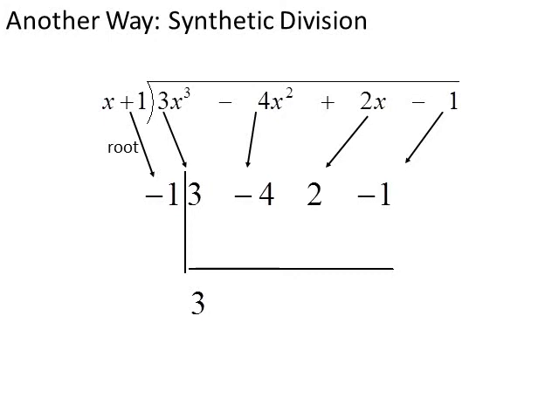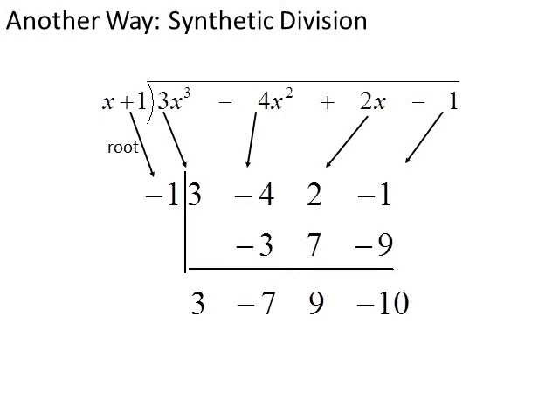So 3 times negative 1 is negative 3, and we put that under the next number. Then we add. Negative 4 plus negative 3 is negative 7. Now multiply and add again. Negative 7 times negative 1 is 7. 7 plus 2 is 9. 9 times negative 1 is negative 9. I add those together, I get negative 10. So these are the coefficients of my answer.